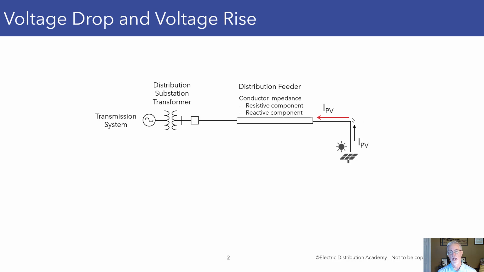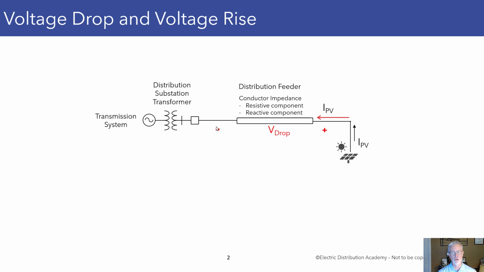system. So it is this PV current flowing through that same resistive and reactive component that we have a voltage drop that is now going in this direction. So the PV current flowing back to the substation is creating the voltage drop in this direction.